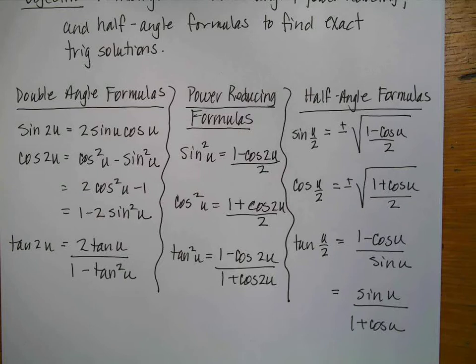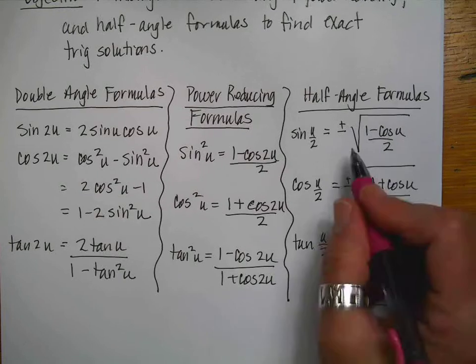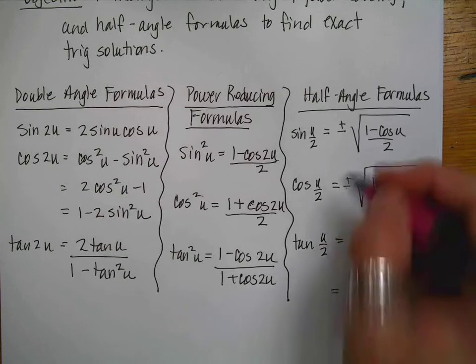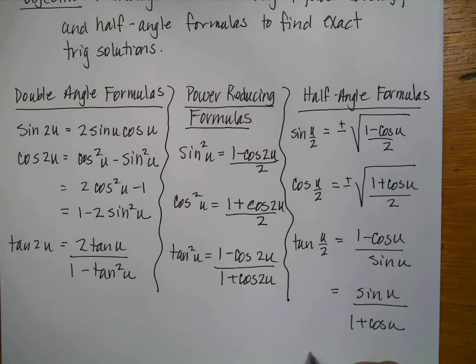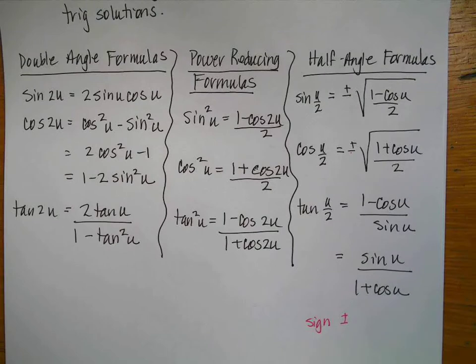The half angle formulas, so notice that they are all, at least for sine and cosine, plus or minus, and I will tell you that the sign that you're going to use, either the plus or the minus, is going to be determined by the sign of the original angle.